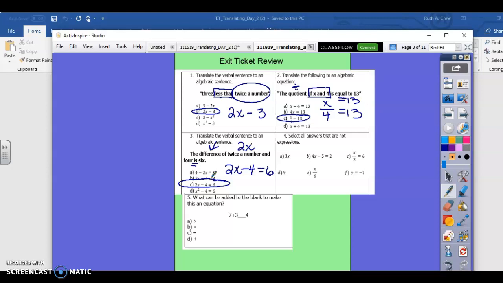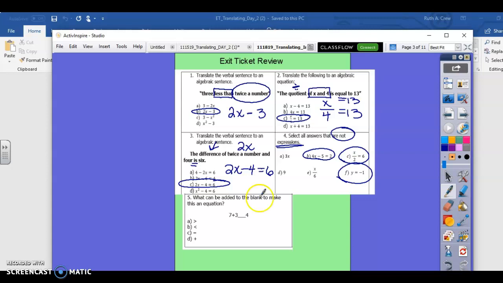And number 4 says select all answers that are not expressions. So that means we can check everything that is an equation. So this is not an expression, not an expression. These two do not have equal signs. They do not have inequality signs. So these are expressions. So we're going to choose this one. So these 3 are not expressions.